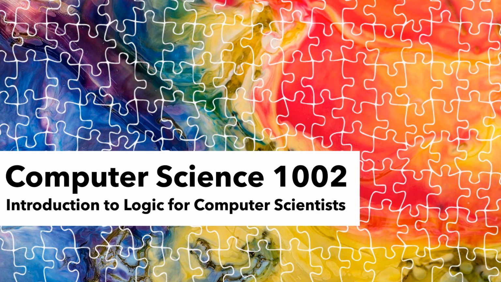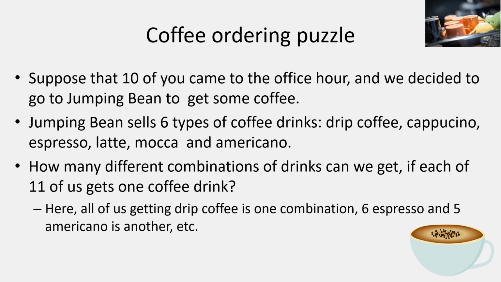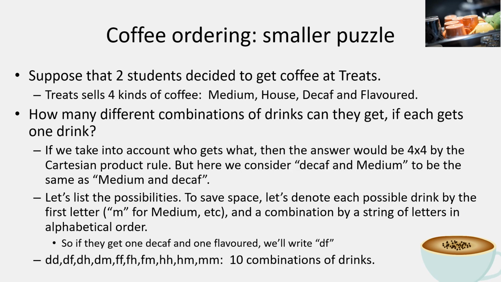So let's try to do our coffee drinking puzzle. Actually, rather than starting with 11 of us trying to get 11 drinks out of 6 possible choices, let's first look at a little bit more manageable size puzzle. Say there are 2 students, and rather than going to Jumping Bean, they decided to go to Treats, which has 4 kinds of coffee: medium, let's say medium, house, decaf, and flavored. So how many different combinations can 2 students get if they have 4 choices and each gets 1 drink?